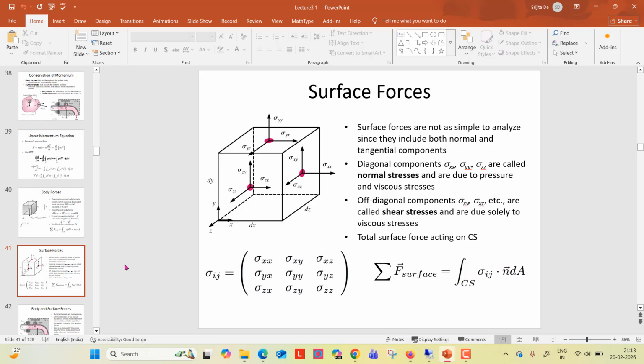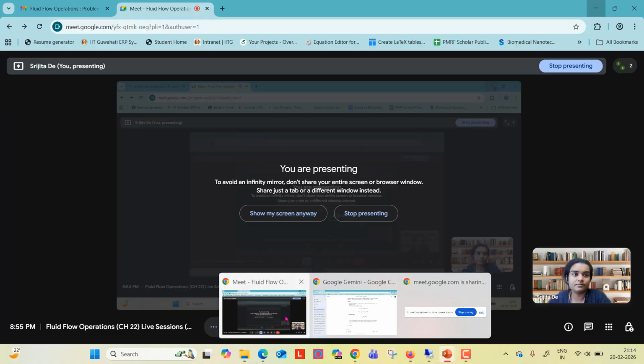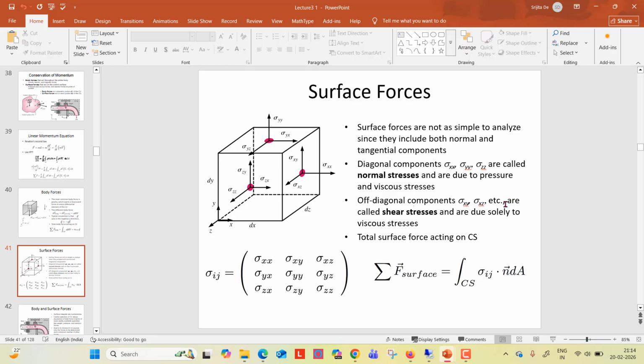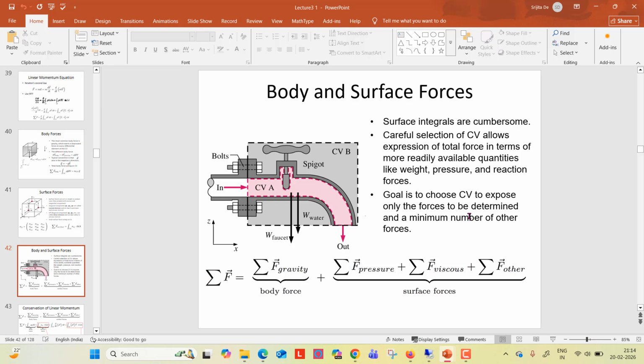The diagonal components tau xx, tau yy, and tau zz are called the normal stresses, and are due to pressure and viscous stresses. And all these off-diagonal components are called shear stresses and are due solely to the viscous stresses. So here you can see this is the body force term, and these are the surface terms. These surface forces include the pressure forces, viscous forces, and all other forces.